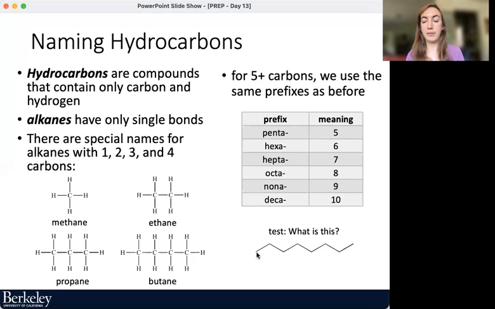So if I look for where all the bonds end, there's 1, 2, 3, 4, 5, 6, 7, 8 carbons. And so I just look at my prefixes, and this is octane. So if I had 9 carbons, it would be nonane, etc. Does anyone have any questions on how to name alkanes, so hydrocarbons that only have single bonds?